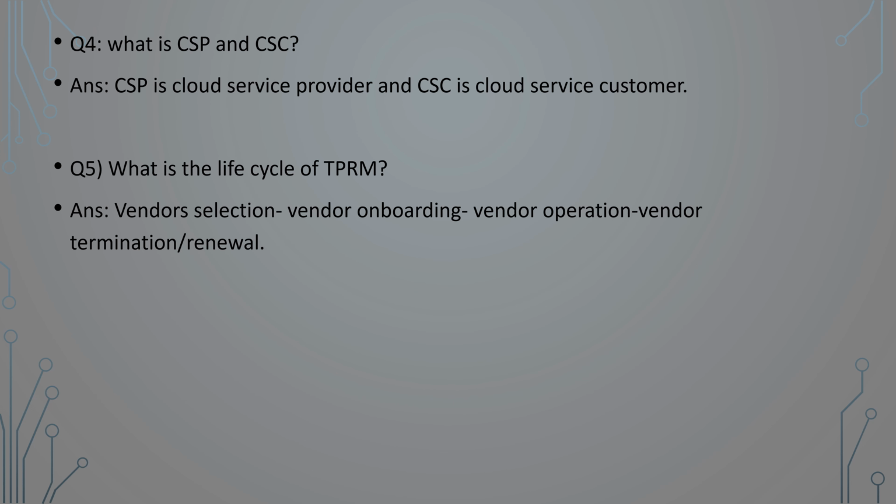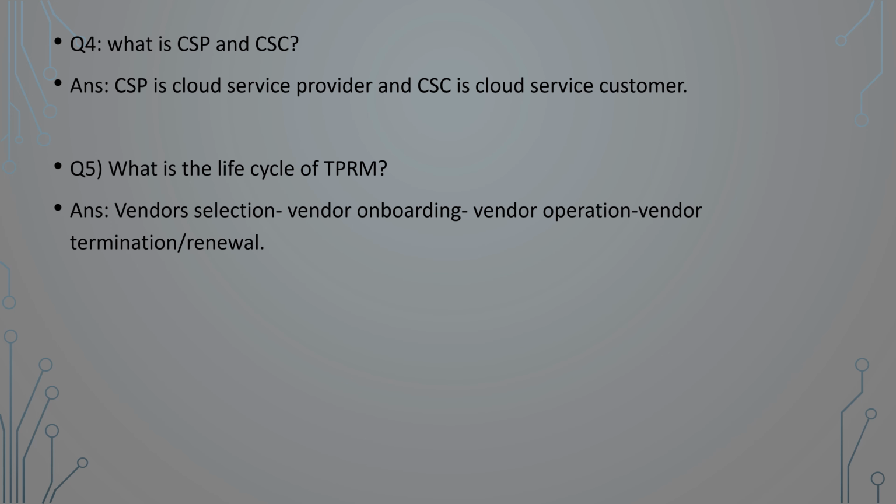Question number 4. What is CSC and CSP? CSC is a cloud service customer and CSP is a cloud service provider. For example, Amazon and Microsoft are examples of CSP, and CSC are those who are taking the services from the CSP. This is the main basic difference. From the cloud security perspective, I am planning to make a different session on the same. Very soon, I will publish that one also.